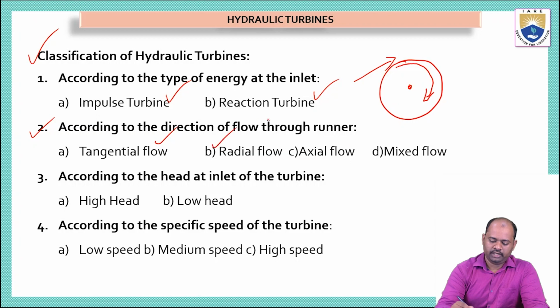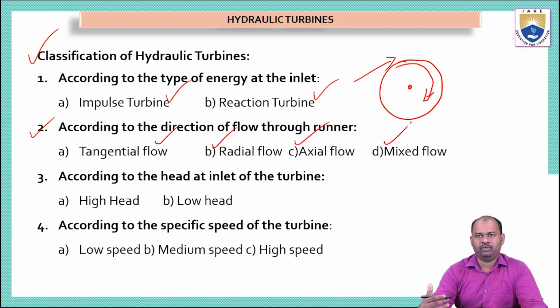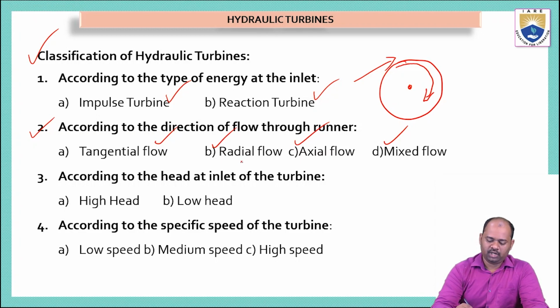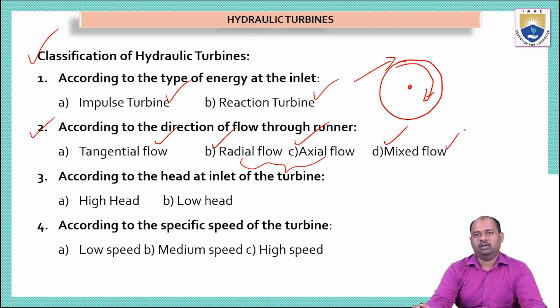And then radial, axial, and mixed flow. Mixed flow is a combination of radial and axial flow of the water. Okay, these two are combined. We will get mixed flow of water which is entering into the turbine.